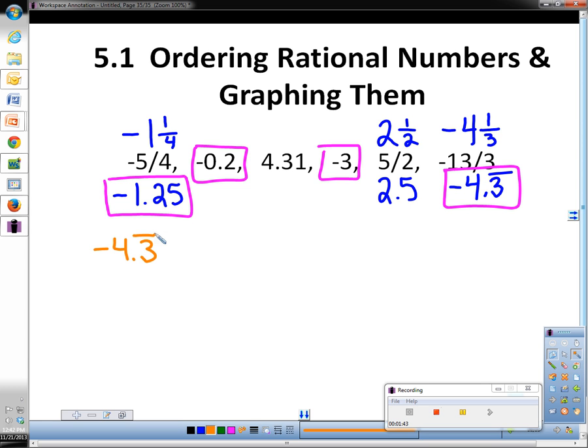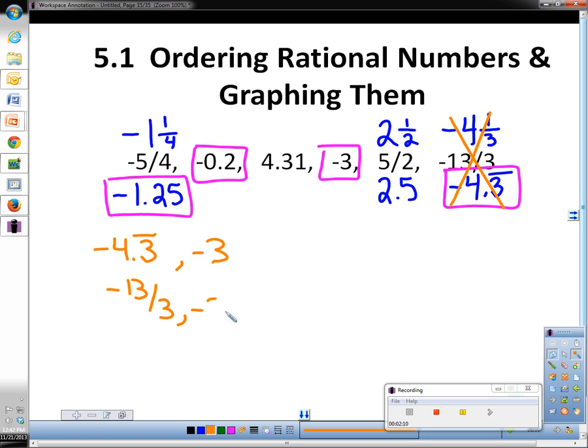Now I also want to write that in its original form. So I'm going to write that as -13/3. All right. My next number, I'm going to cross that off so I don't use it again. The next number that would be the biggest if it were positive would be 3. So since it's negatives, that one's going to be the next smallest number, -3.